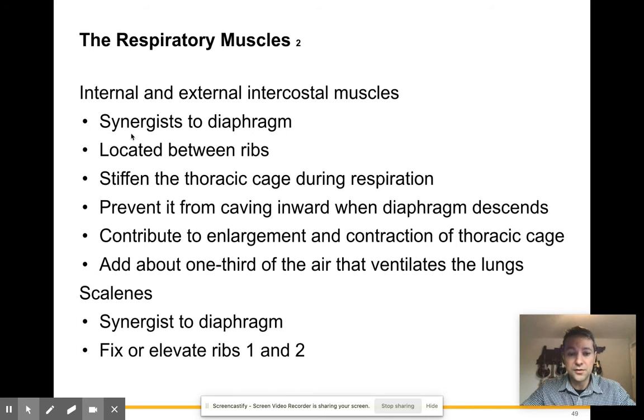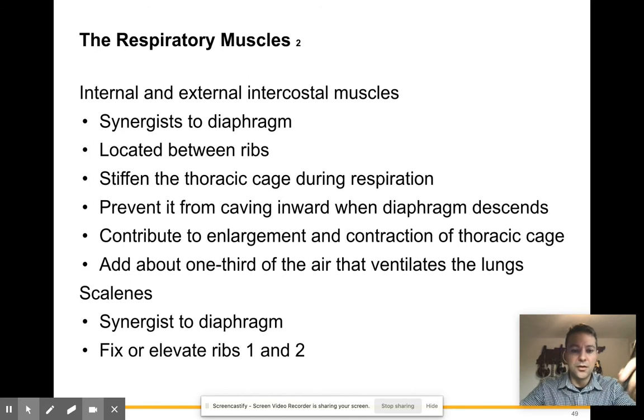They are synergists to the diaphragm. Synergist means they work together with the diaphragm. They do the same function as the diaphragm. They increase or decrease thoracic volume. An antagonist would do the opposite. A bicep and a tricep are antagonists. They do opposite movements. But synergists are going to do the same movements as each other.